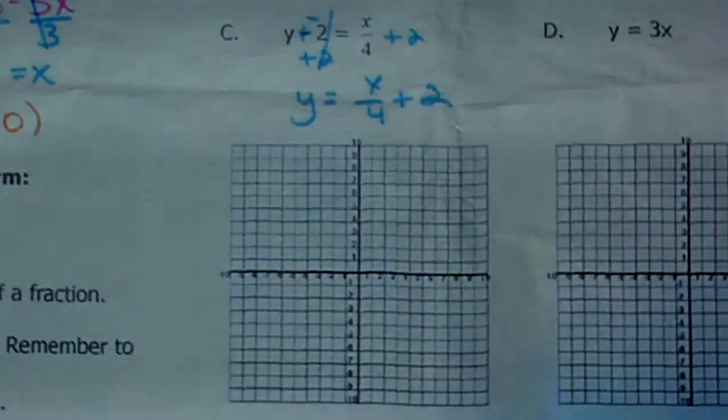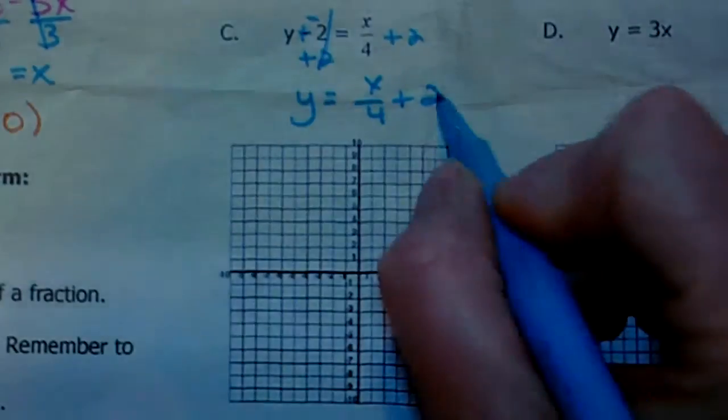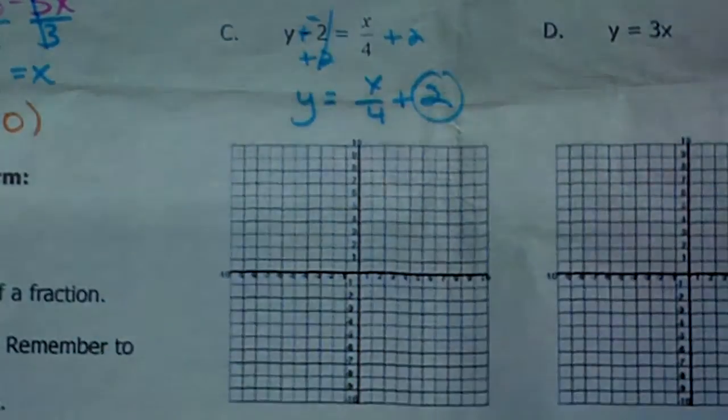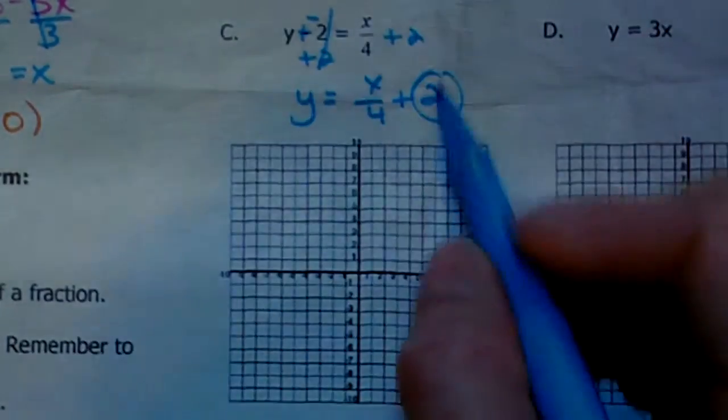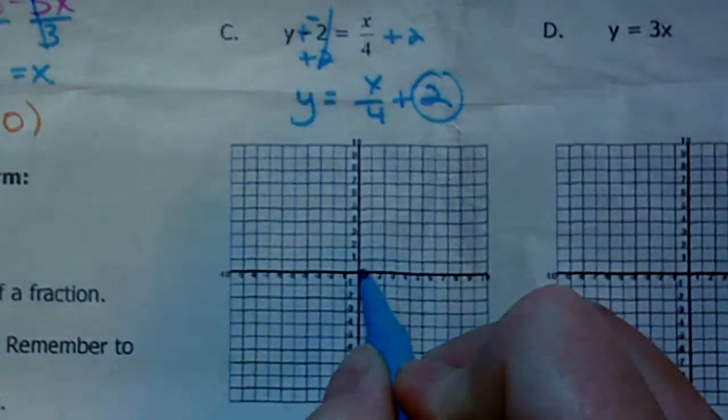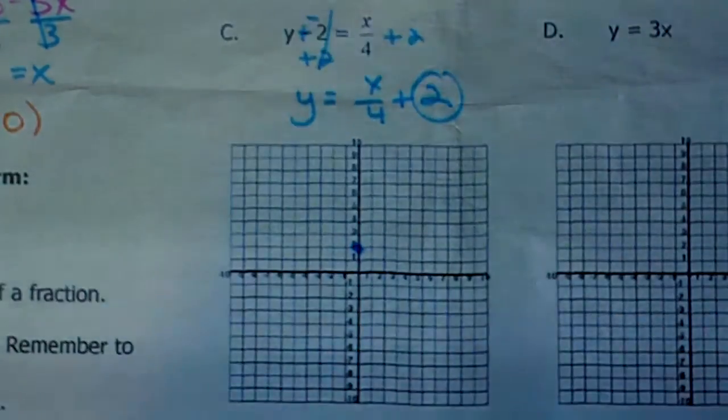Your second step is to go ahead and place the b on the graph. There's a b on the graph. Anyway, there's 2 all by itself. I'm going to go up 2 on my y-axis.